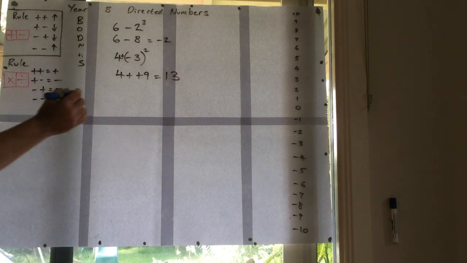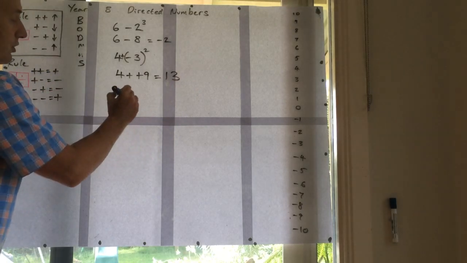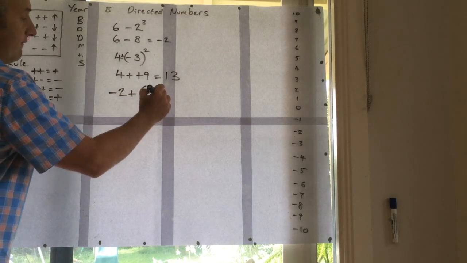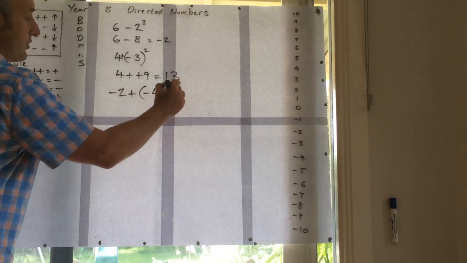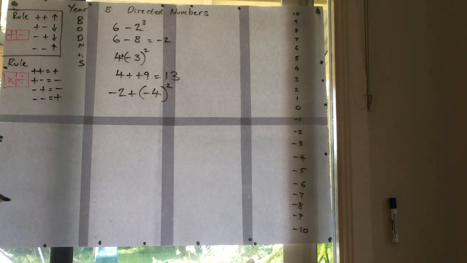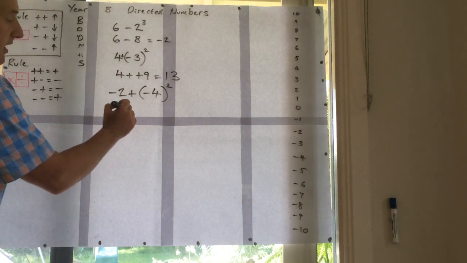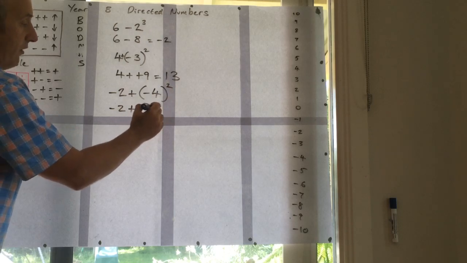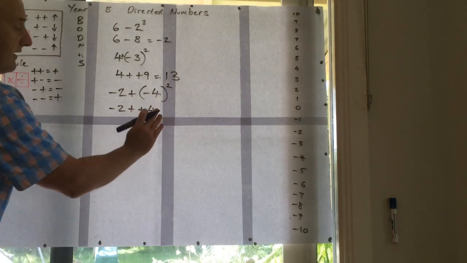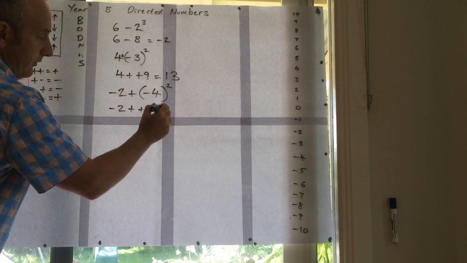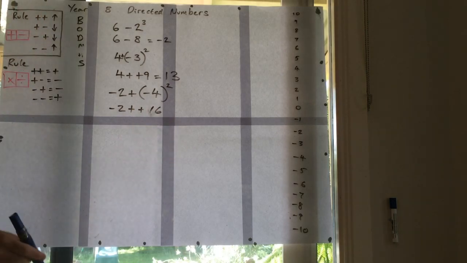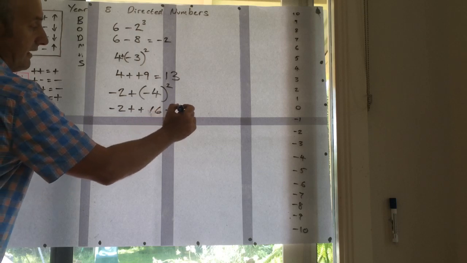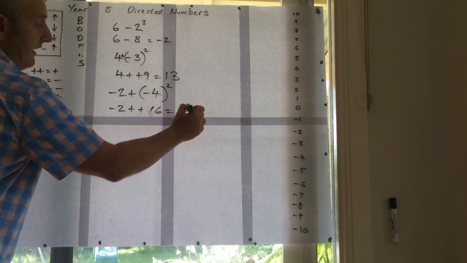Let's just try another one of them. Negative 2 plus minus 4 squared in brackets. So this is minus 2 plus minus 4 squared, which is positive 4. Sorry, positive 16. Okay, positive 16. So negative 2 plus positive 16 is going to give us 14.